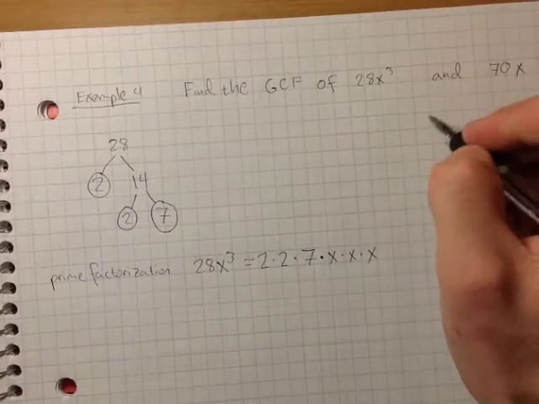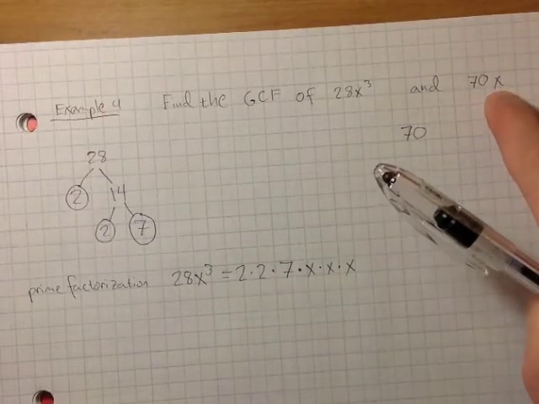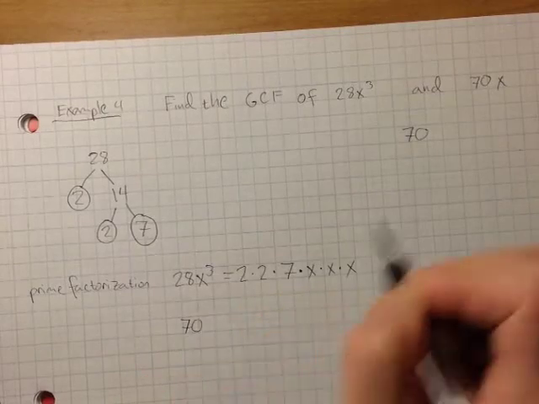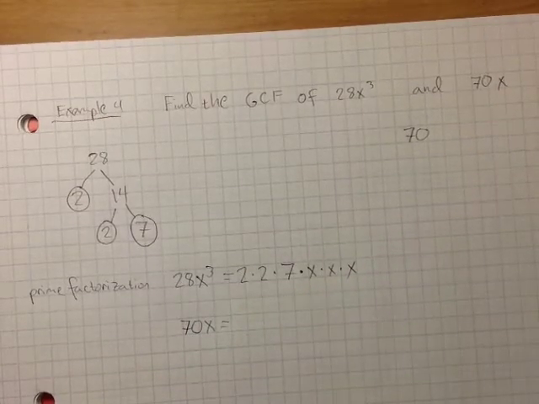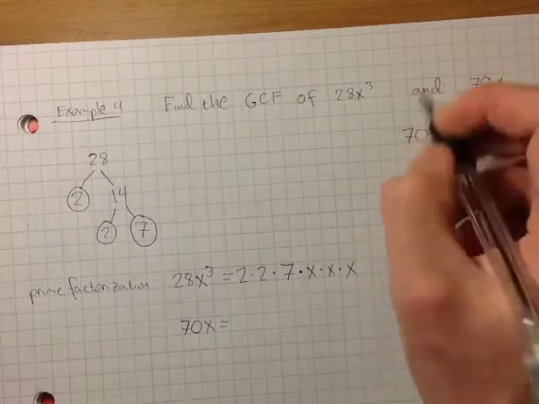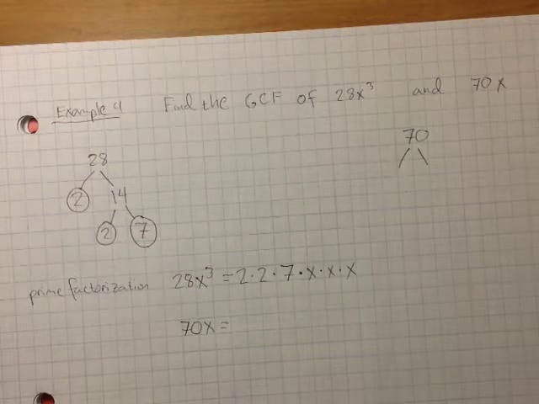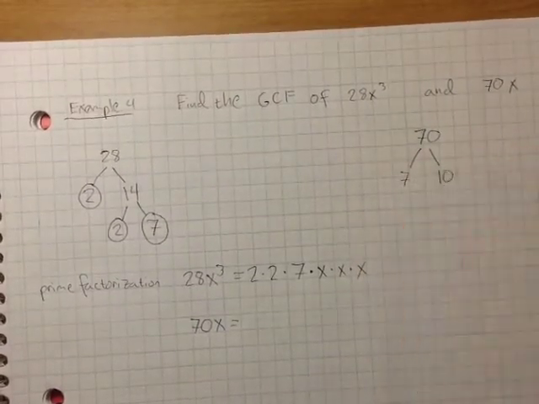Now let's do the same exact thing for 70. Okay? I'm leaving off the x for now, but remember that our goal is to find the prime factorization of 70x. What is 70x equal to? Okay? So let's first of all do the prime factorization of 70. What two numbers multiply to give 70? Well, the first thing that comes to my mind is 7 and 10.